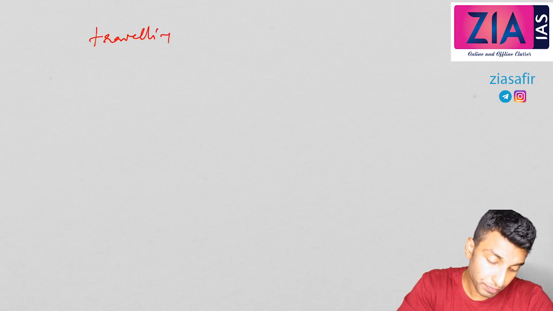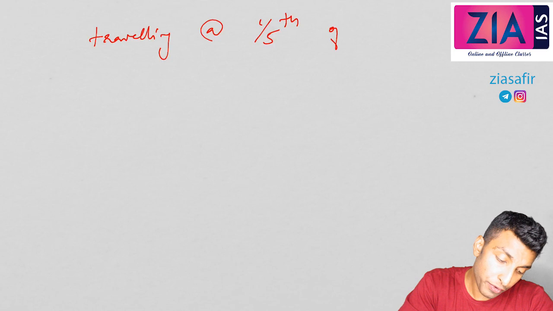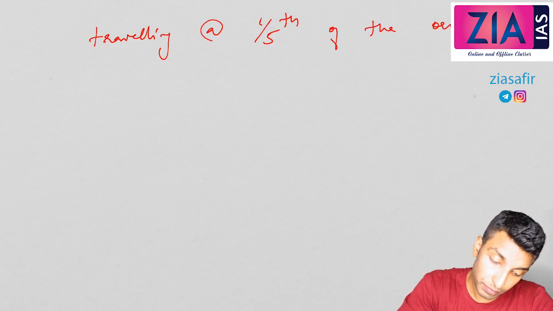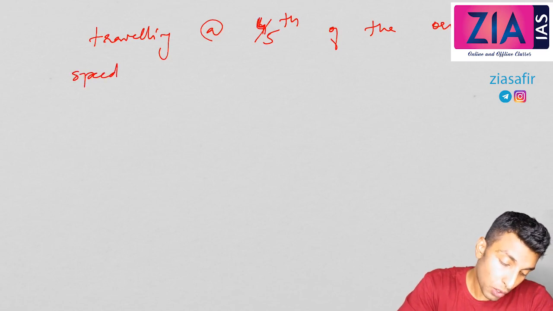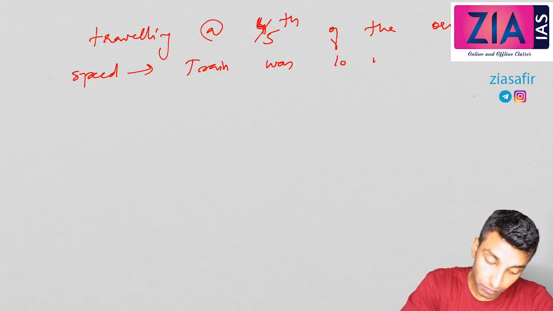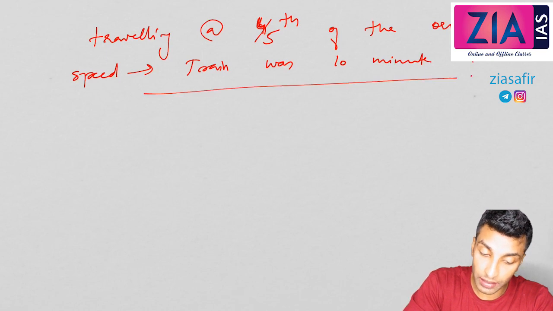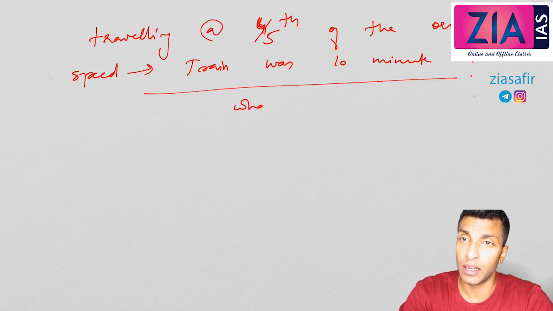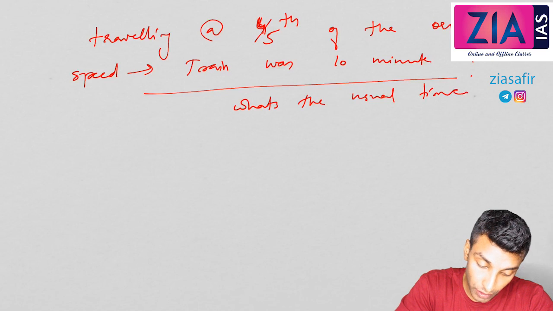Traveling at 4 by 5th of the original speed, a train was 10 minutes late. So traveling at 4 by 5th of the original speed, a train was 10 minutes late. Okay, so what's the usual time?